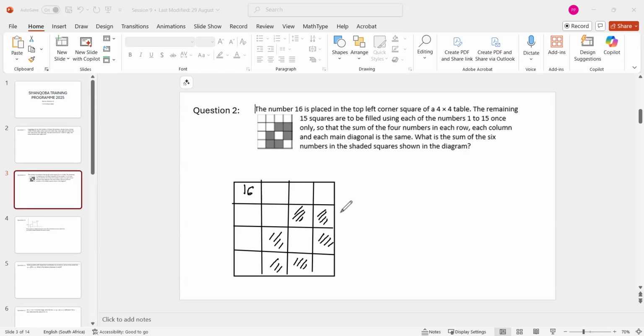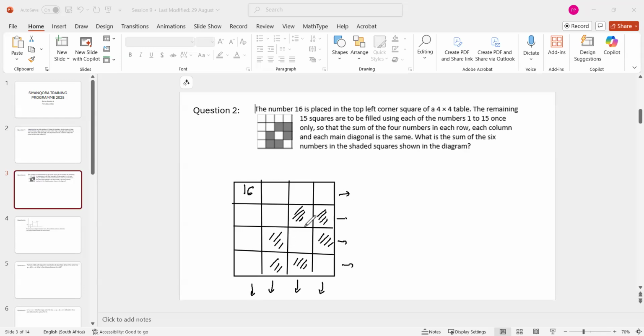So that the sum of the 4 numbers in each row, when you add up all those rows and all the columns, I'm sure you've seen magic squares before. And even the diagonals, they're all exactly the same, right? And the question is, what is the sum of the numbers in the shaded squares?